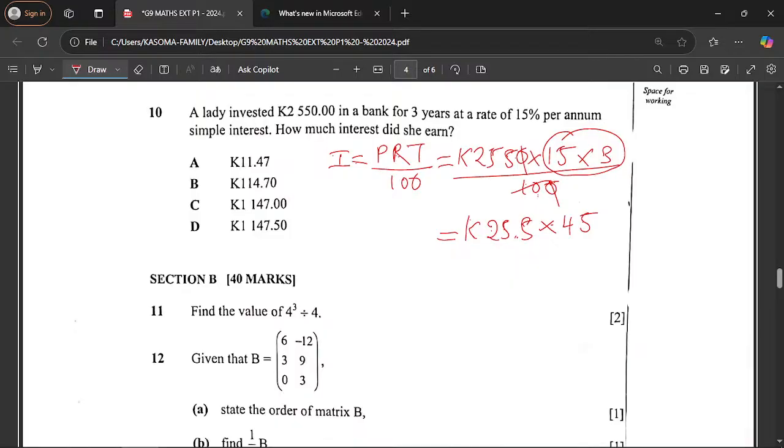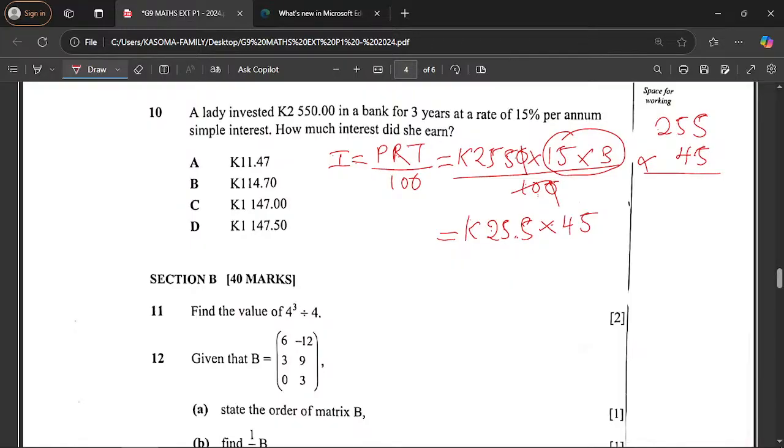So we just say 255, then times 45. Remember, I've just forgotten about the decimal point so that it doesn't confuse. I know the majority of people get confused. So I'm going into multiplying because you will not go with a calculator in an exam. So I'll show you how you can multiply as well.